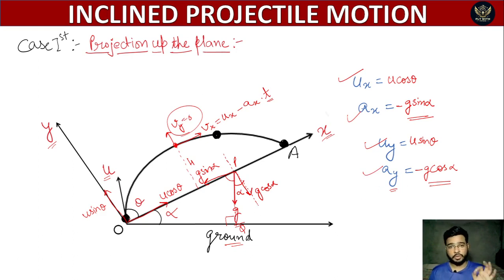Now compare this to the previous case in which ax is 0 and ay is minus g, which is constant. Here too the acceleration is constant, no issue, but the value is different. There ax is 0, whereas here ax is minus g sin alpha, which is non-zero.